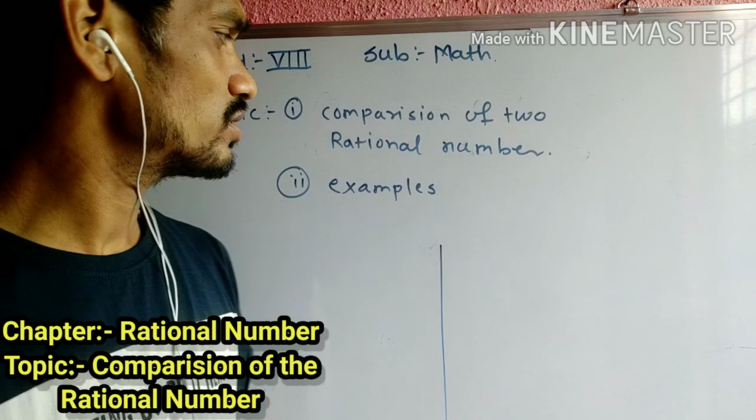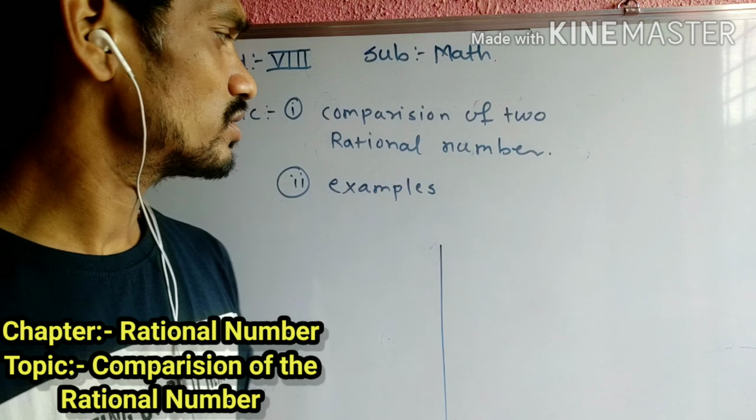So take the cross multiplication. What is the cross multiplication? 3 into 6 and 2 into 5. So what do we get? We end up with 18 and 10. So we get the integers.